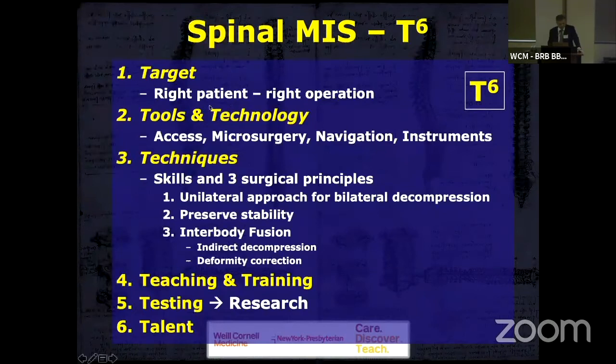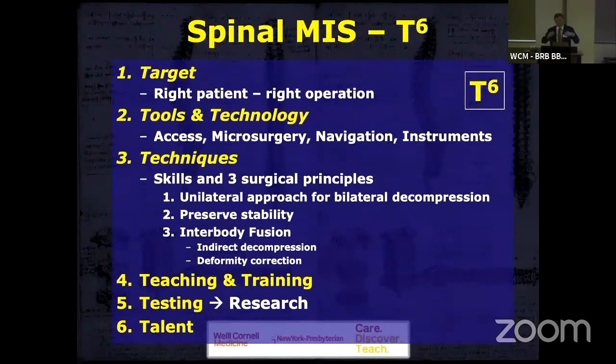So tools and technology, we talk about that a lot. And the majority of the course is probably going to be about tools, technology, and techniques. So that includes navigation, instruments, expandable cages, and so forth. Techniques: if you do a lot of MIS surgery, you'll realize there are certain things that come up over and over again. In terms of the surgical technique, we'll talk about that a little bit more. It's the fact that you can do a unilateral approach for bilateral decompression. That comes up. You can do that with open surgery too. But you can do it exceptionally nicely with tubular surgery and also with endoscopic surgery.